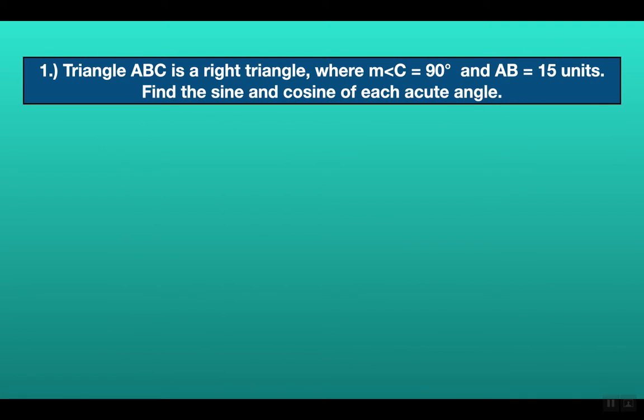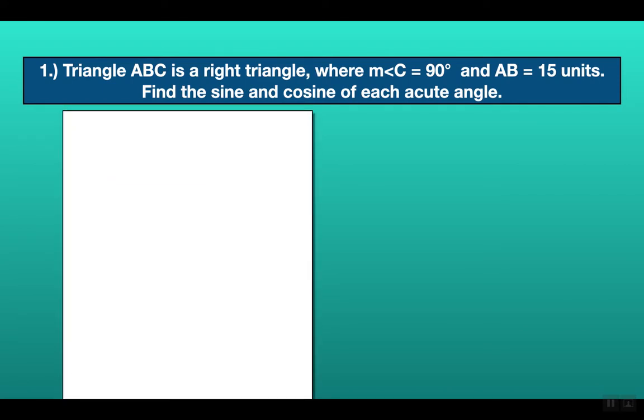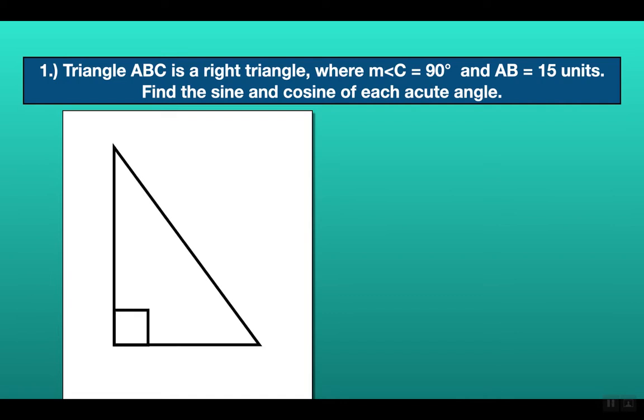Triangle ABC is a right triangle where the measure of angle C equals 90 degrees and AB equals 15 units. Find the sine and cosine of each acute angle. For a question like this, I recommend you first draw a sketch so that we can visualize what the question is saying. Let's draw a right triangle and label the sides ABC, and make sure that you put angle C as the 90-degree angle because it says in the question that the measure of angle C is 90 degrees. Then the A and the B, you could put them on the other two angles.